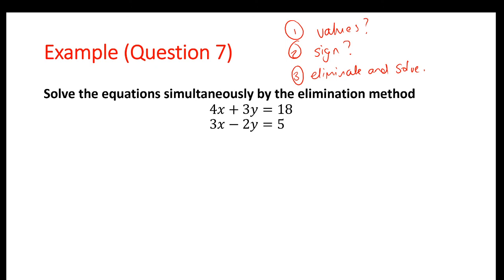So we can do this for both of them. Now, the easiest way is to look at the 2 smallest values that you've got. So in the pairs, I've got 4 and 3 for x's, and I've got 3 and 2 for y. So the smallest numbers are the 3 and the 2. So I'm going to focus on those ones. So what I'm going to do is multiply the equations by the opposite value.